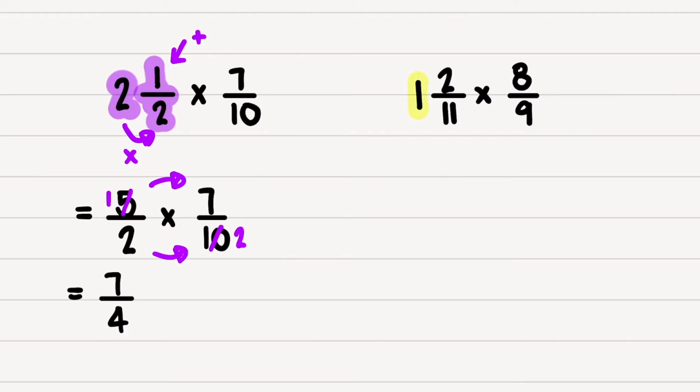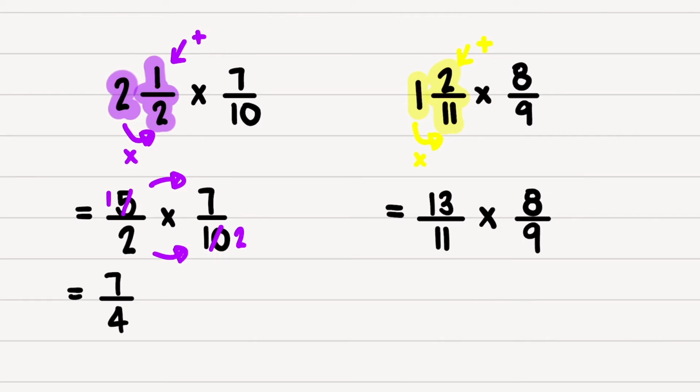Alright, looking at the next one, I have 1 and 2 over 11. So that's a mixed fraction. The first thing that I'm going to do is multiply the 1 with the 11, and then add the numerator of 2. 1 times 11 is 11, plus 2 is 13, over the original denominator, which is 11, multiplied by 8 over 9.